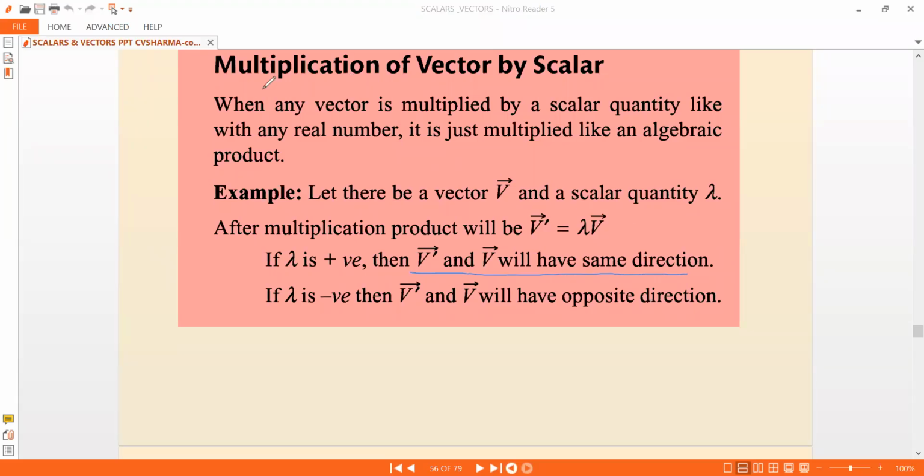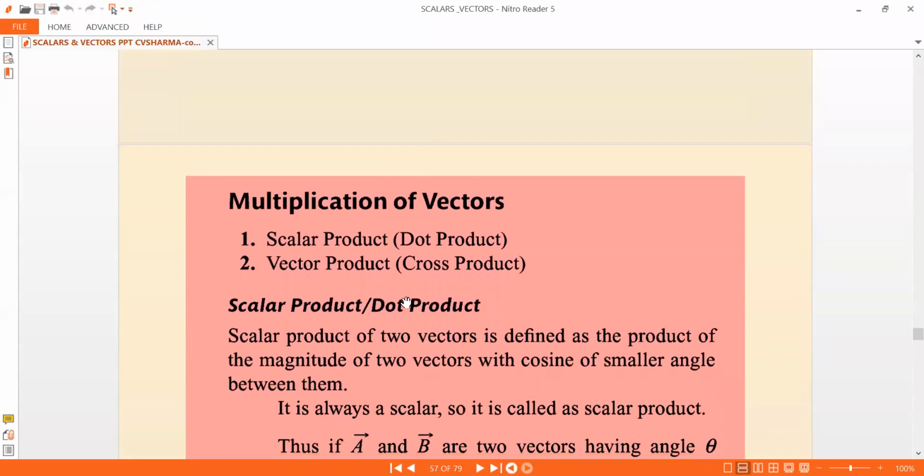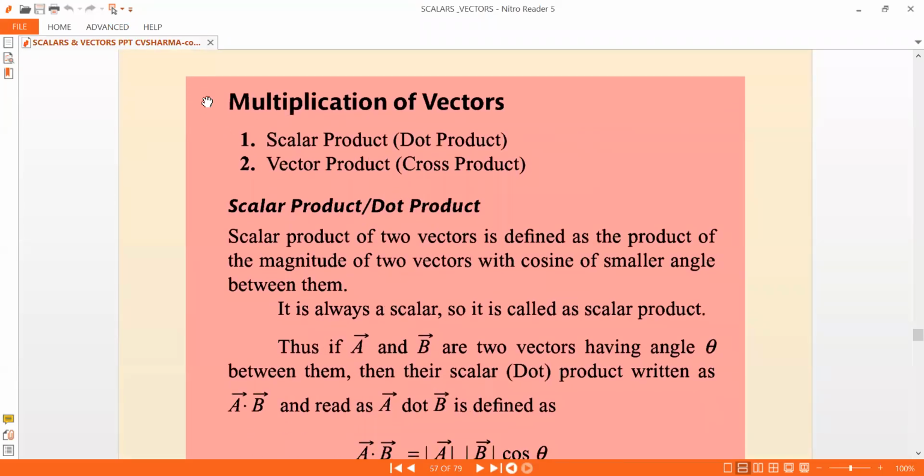So this is the first part of this lecture. Now the second part is what I introduced in the beginning, that is the multiplication of vectors. Multiplication of vectors is of two kinds. One is the scalar product, which is the dot product, and the other is the vector product, which is the cross product.